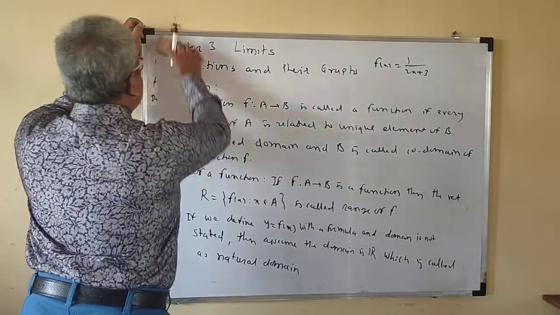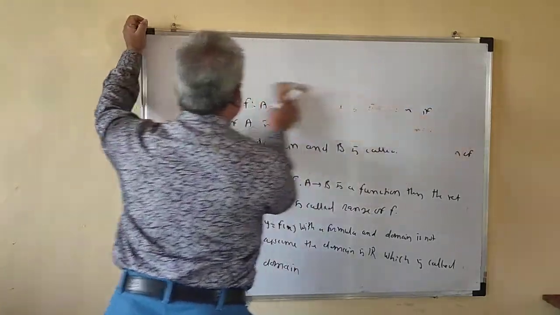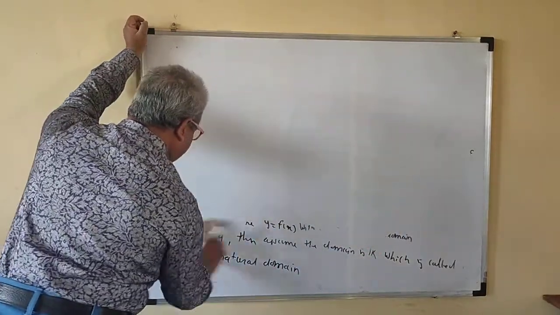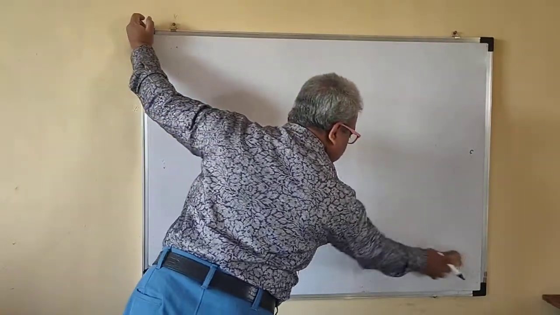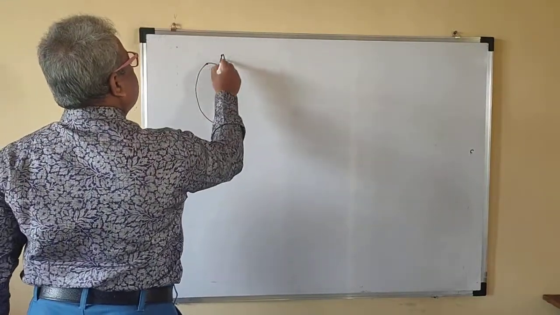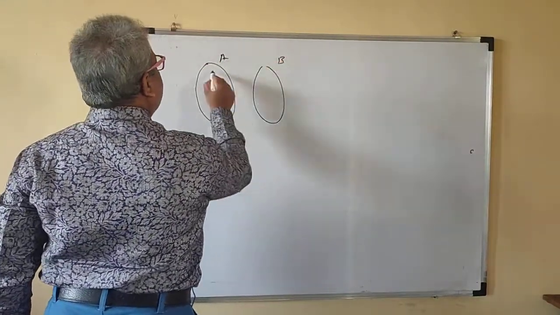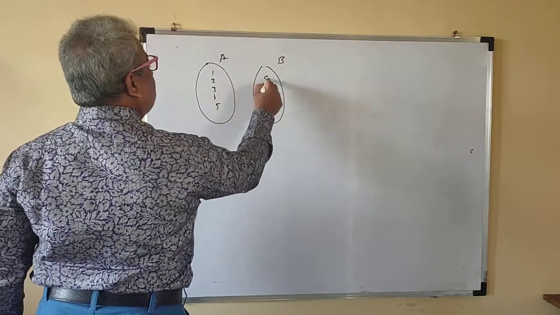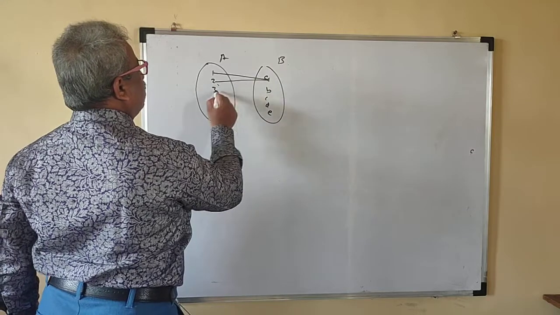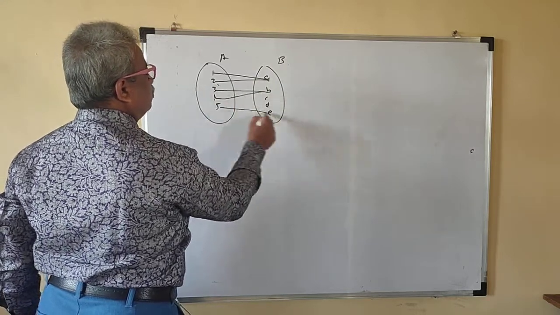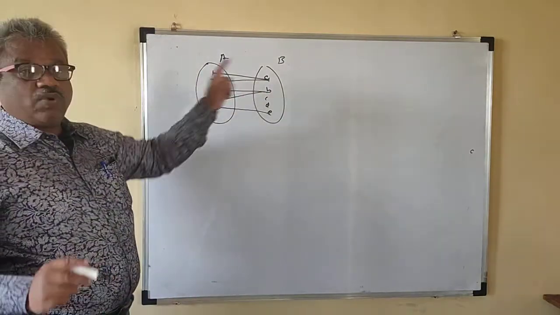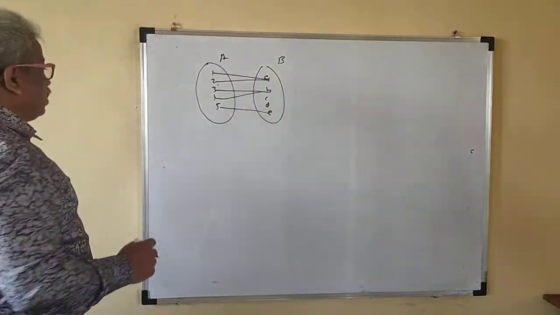Now we will see what we mean by the range and the function with the help of a Venn diagram. Suppose A is this set and B is the set with elements a, b, c, d, e. Now suppose this is a relation. Is it a function? Every element of A is related to one and only one element of B, so this is a function.